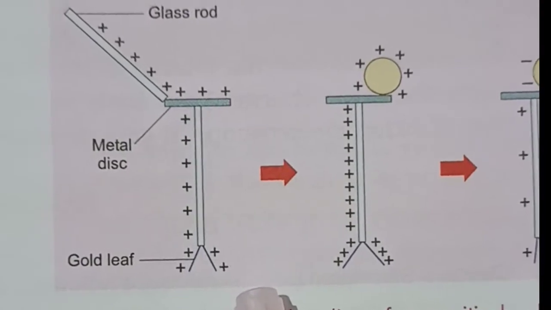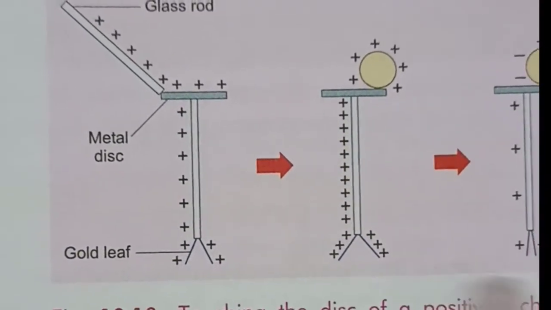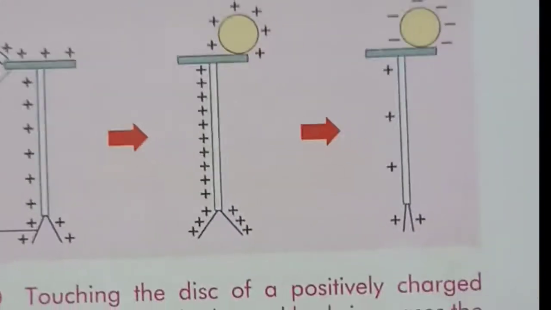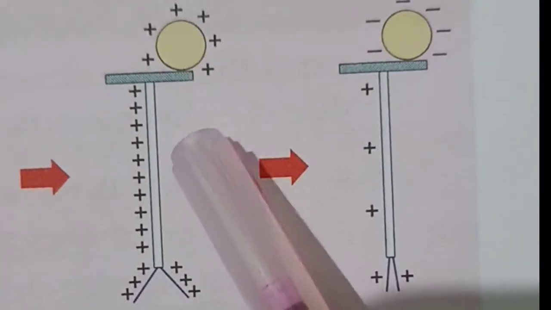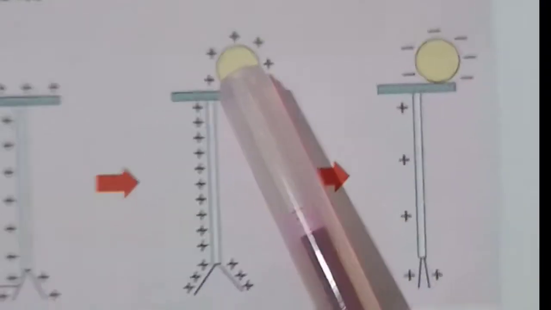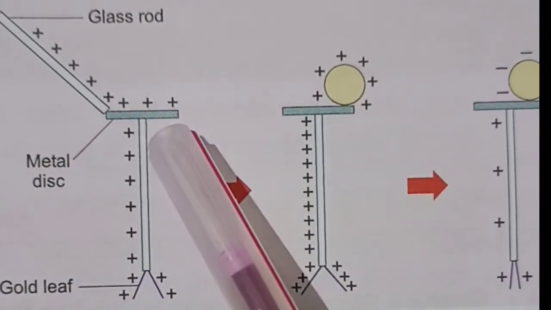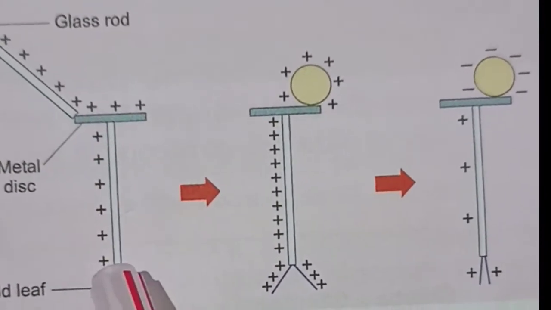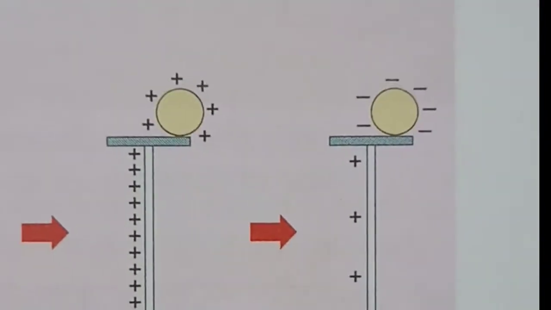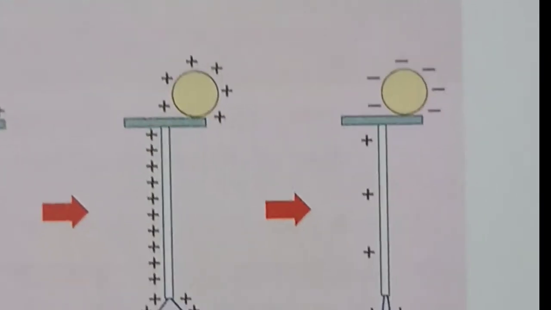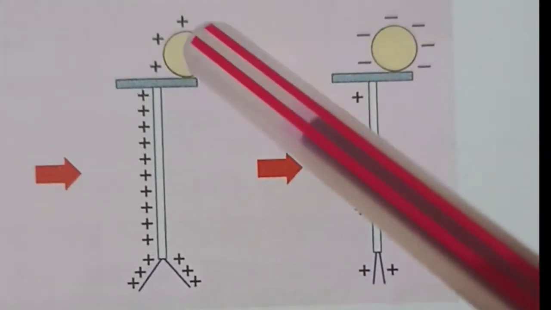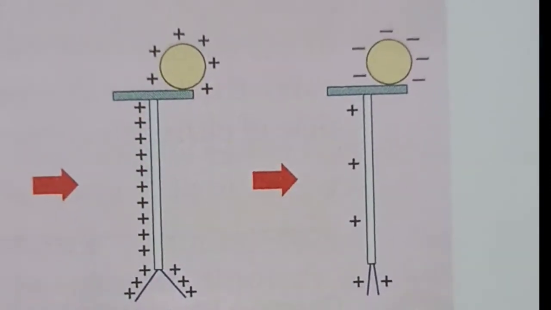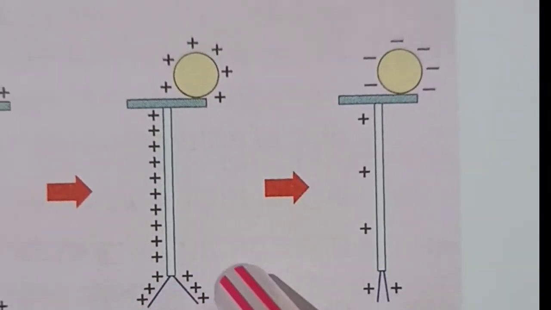And now if I want to check whether a body is positively charged or negatively charged, I will bring and touch it on this disc again. When I have rubbed with the glass rod, we know that this is positively charged. Now suppose we are told to test this body whether it is positively or negatively charged. So I will bring that body which has to be tested and touch it here, and I will notice the divergence of this leaf.